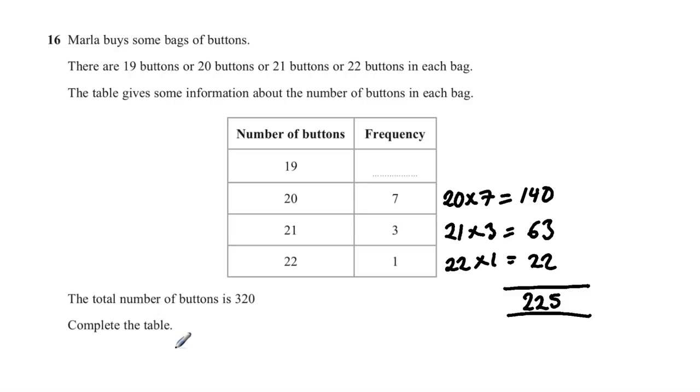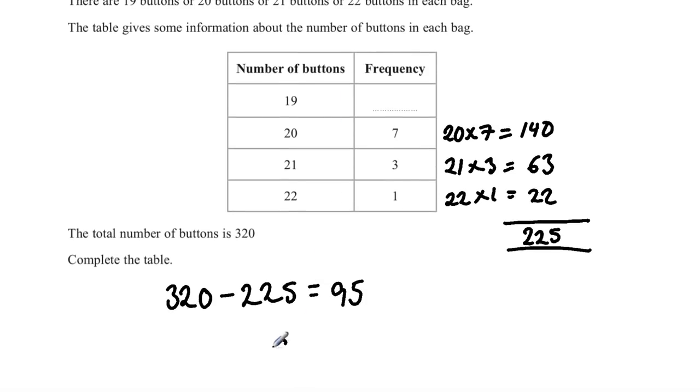So what I need to do is 320 minus 225, which is 95. So to work out the frequency, I'm going to divide 95 by 19. So 95 divided by 19 equals 5. The frequency is 5, and that's your final answer.